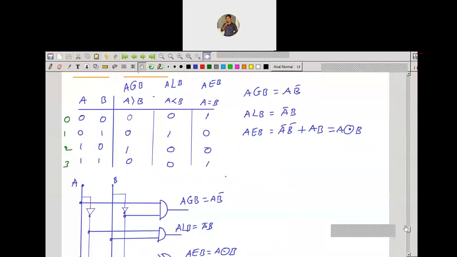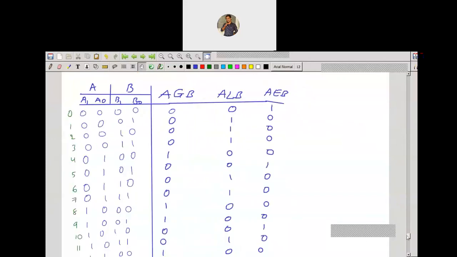The same case, come to the two variable K-map. You can observe the first case, A more than B. In this case, A naught is more than the B naught. In the second case, for 1 0 0, it is logic 1. In this case, A1 is more than the B1. In the third case also, A1 is more than the B1.